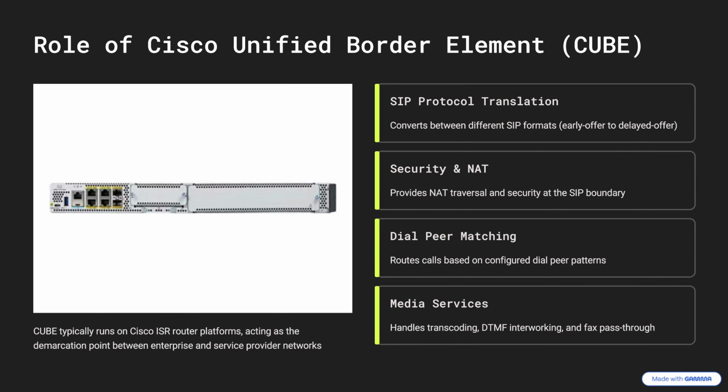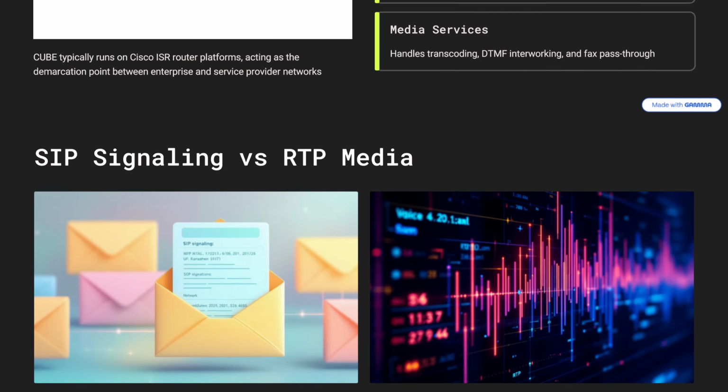CUBE, typically running on a Cisco ISR router, serves as the boundary between enterprise and service provider networks. It translates between SIP protocols like early offer and delayed offer, provides NAT traversal and security, matches dial peers for routing, and handles media services such as transcoding and fax pass-through. The CUBE is essential for interoperability and compliance with carrier requirements.